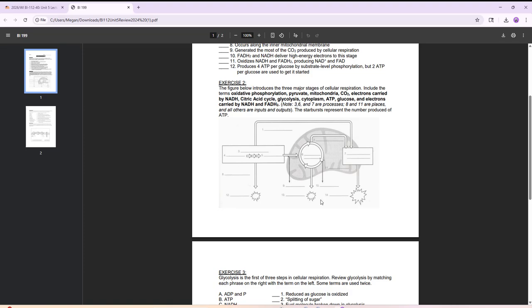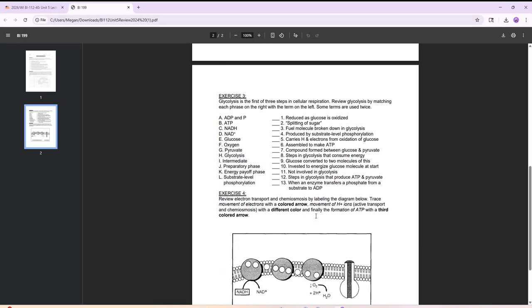Okay. So even though it looks kind of complicated at first, once you go through it, you're just going to be putting in these terms next to the different numbers here. In exercise 3, we have, again, a matching exercise, but this one we're just focusing on glycolysis.